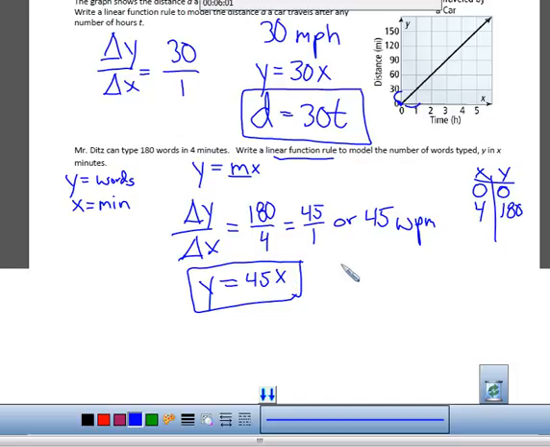I'll give you an example. If anybody can answer this question and share it in math, you will get points on your scoreboard. How many minutes will it take to type 495 words?